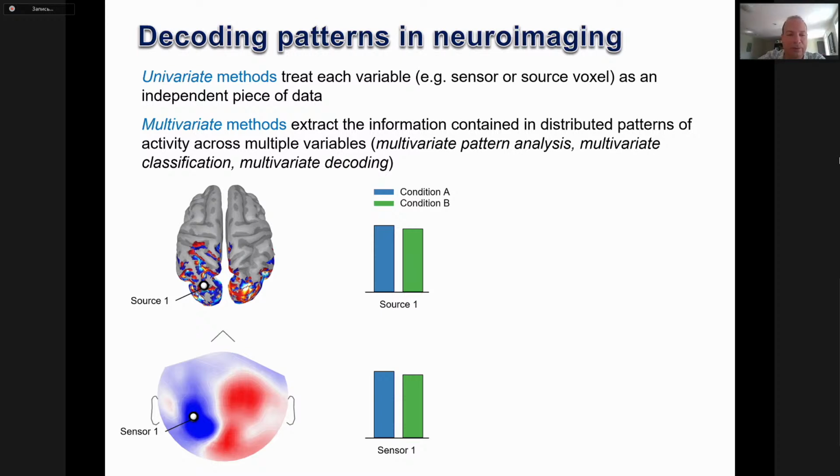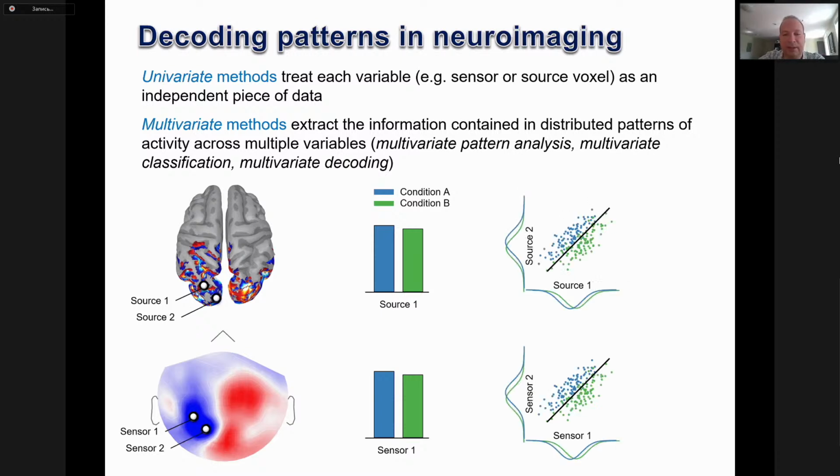However, if you have a pair of sources, or more in the general case, and you see these data scatter plots in multidimensional space, you may be able to find hyperplanes or separating manifolds that really show the difference between the two conditions. So in this case, you will be able to discriminate condition A and condition B by using the combination of the two sources, but none of the marginal distributions of the individual sources would be helpful. And the same idea applies to sensors as well.